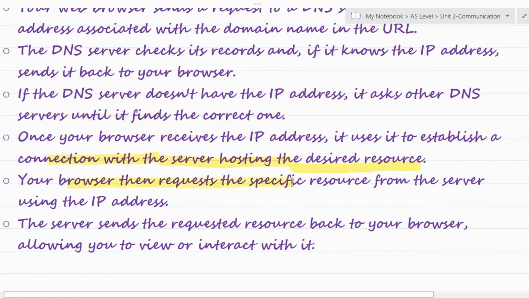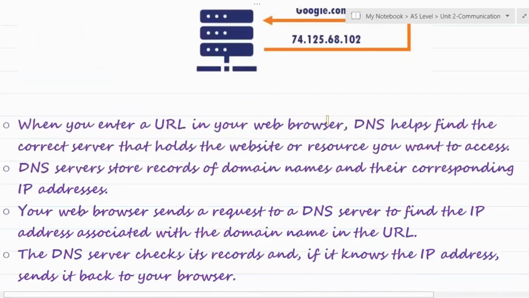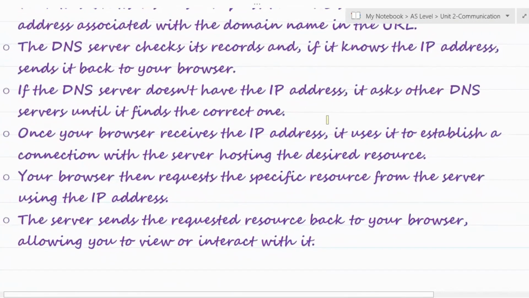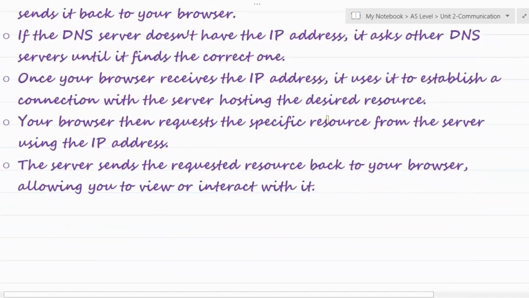Your browser then requests the specific resource from the server using the IP address, and the server sends the requested resource back to your browser, allowing you to view or interact with it. So that is where DNS's role comes into place, right? So these are the steps. You can have a look, right? There are questions of 2, 3, 4, 5 marks based on this topic, right? So you can just note down these points.